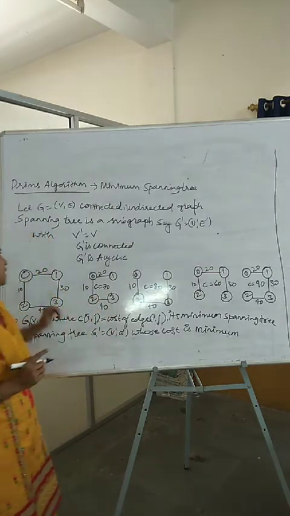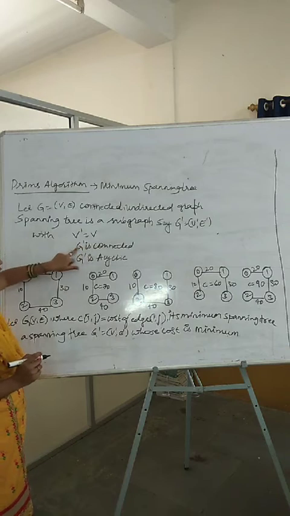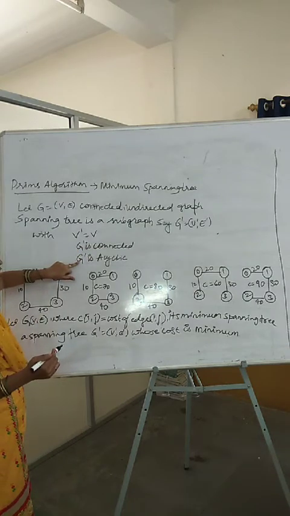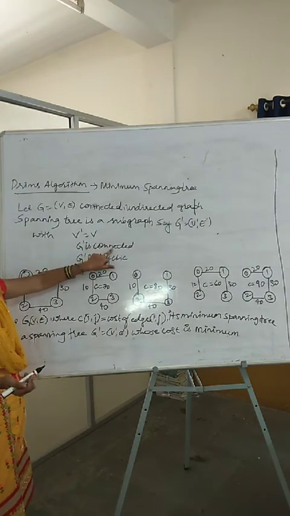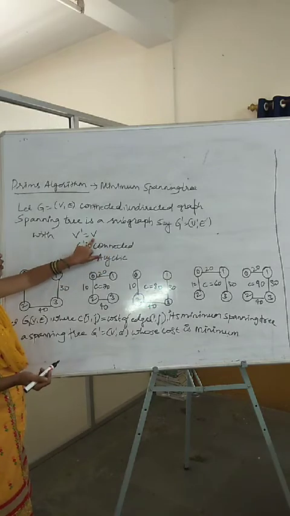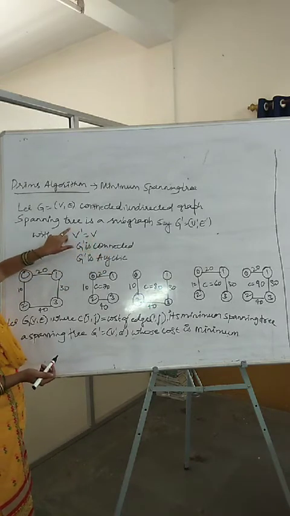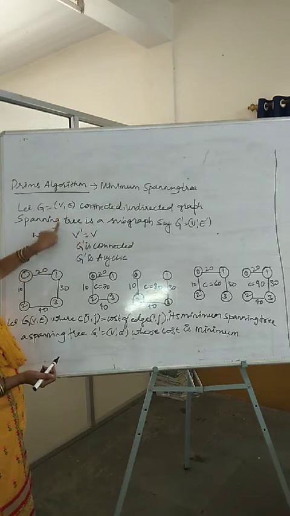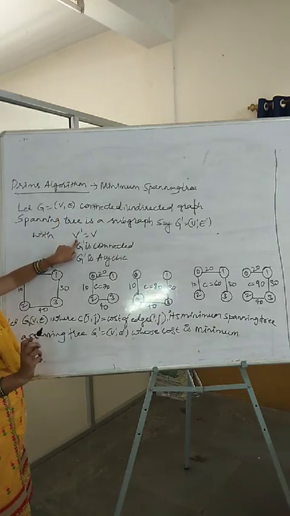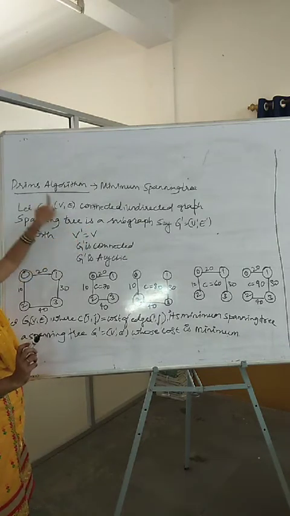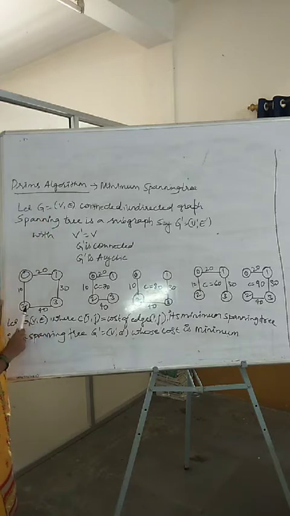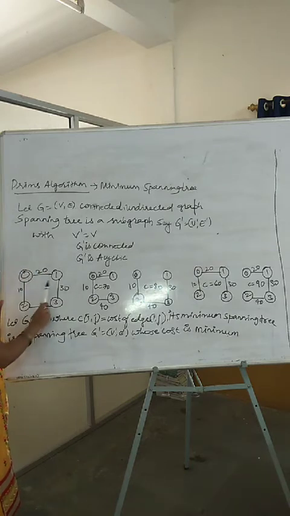Let us take an example here. G is connected, G dash means its subgraph. G dash is acyclic, it is connected, and it should contain all the vertices. Whatever vertices are present in the main graph, all those vertices should be present in its subgraph. That is called the spanning tree. Let us take this example. This is the given graph. This is a connected graph. It is undirected. There are no directions, and the cost of each of the edges is provided.